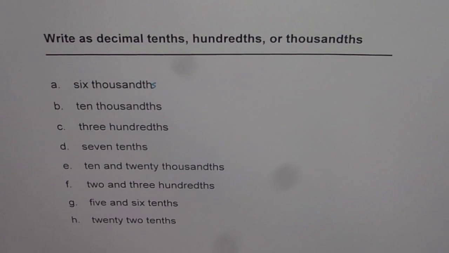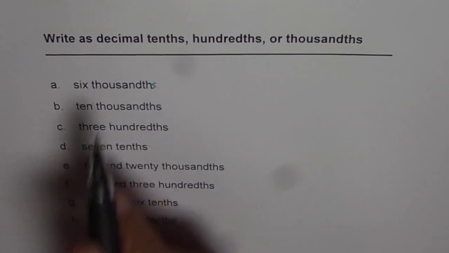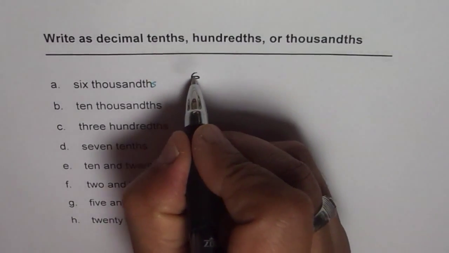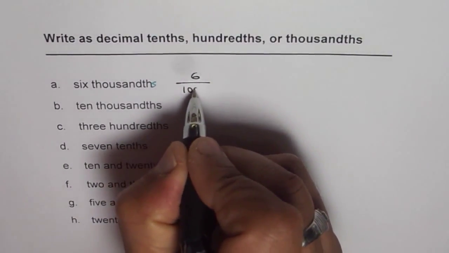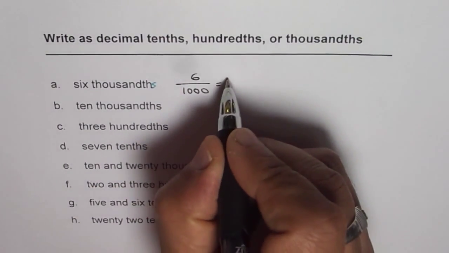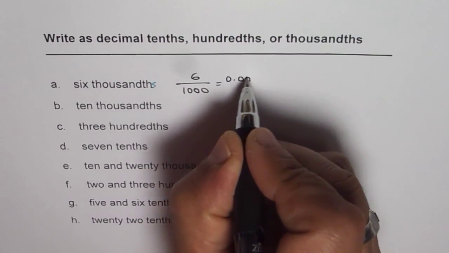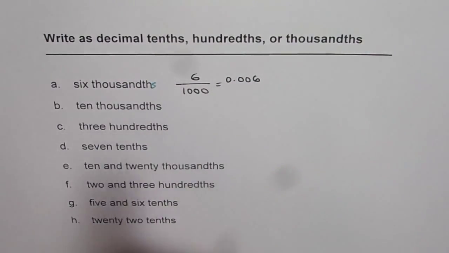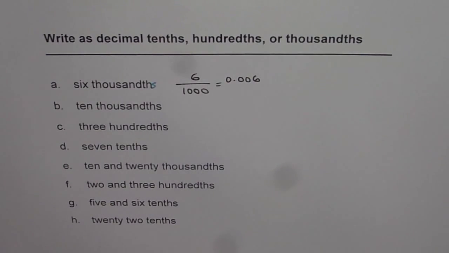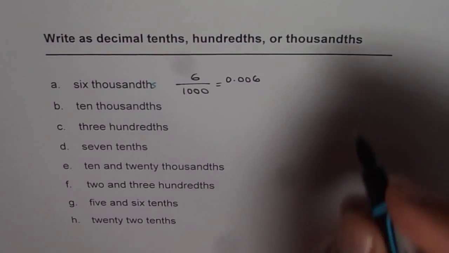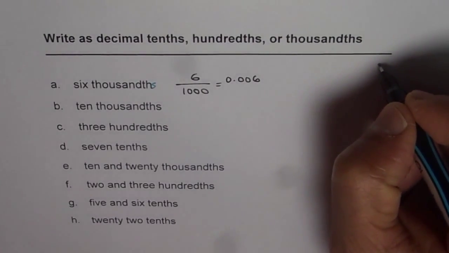I'll suggest, as we have done in previous videos, you should take help of fractions to write numbers. For example, 6 thousandths can be written as 6 over 1,000, and that really means 0.006, right? So that is the decimal equivalent as a decimal number to thousandths place. Now we'll use place value chart, which will make our job simpler, right?